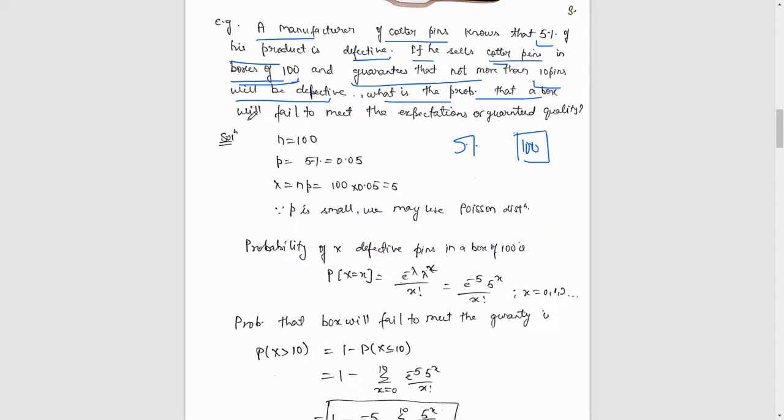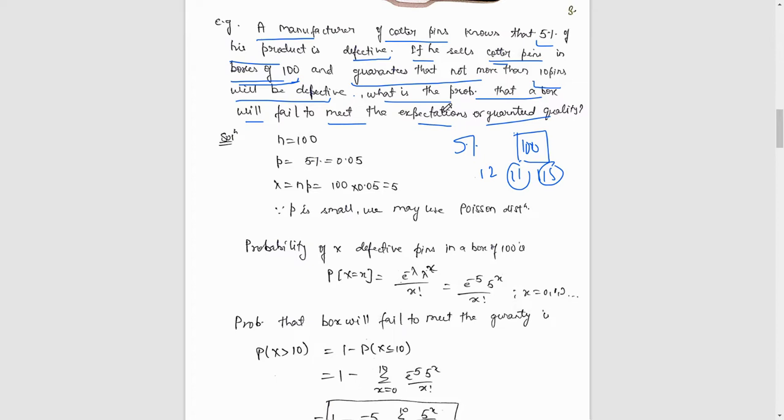What is the probability that a box will fail to meet his guaranteed quality? Let's say a box is picked at random and that box has more than 10 defective pins, let's say 12 defective pins or 11 or 15. In that case his guaranteed quality is not meeting the expectations. So this is what we have to find.